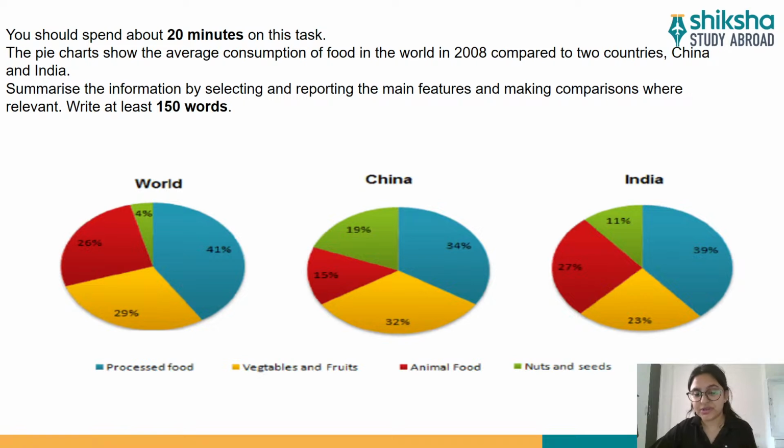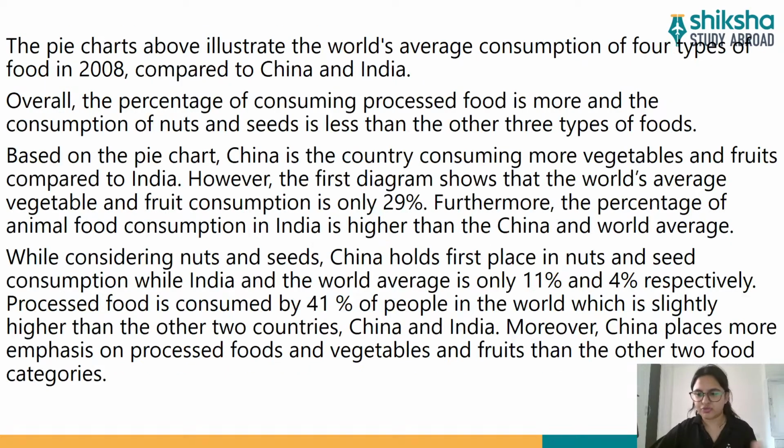After you understand the question, let's see what the sample answer is for this particular question, so you'll understand in which paragraph what to write and how to write. We'll start with the first paragraph that says, the pie charts above illustrate the world's average consumption of four types of food in 2008 compared to China and India. As you can see, the first paragraph is your paraphrasing. Paraphrasing means you simply rewrite the question but in your own words. You will use certain synonyms and will not repeat the words which are there in the question, otherwise your bands will be cut. So you have to write it in your own language.